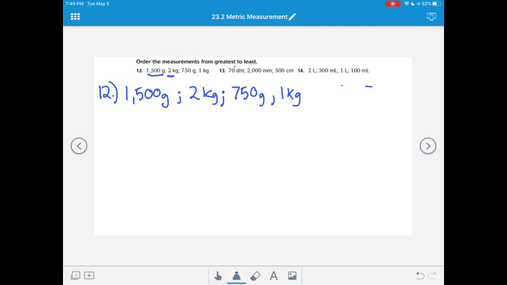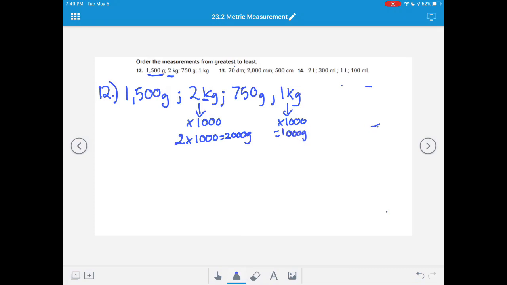So I have 2 kilograms. I know that the root kilo means 1,000. I know that that is a larger unit, so I know that I need to multiply this times 1,000 to equal grams. So 2 kilograms times 1,000 is going to equal 2,000 grams. And then I need to do the same for 1 kilogram, multiply it by 1,000. And that will equal 1,000 grams.